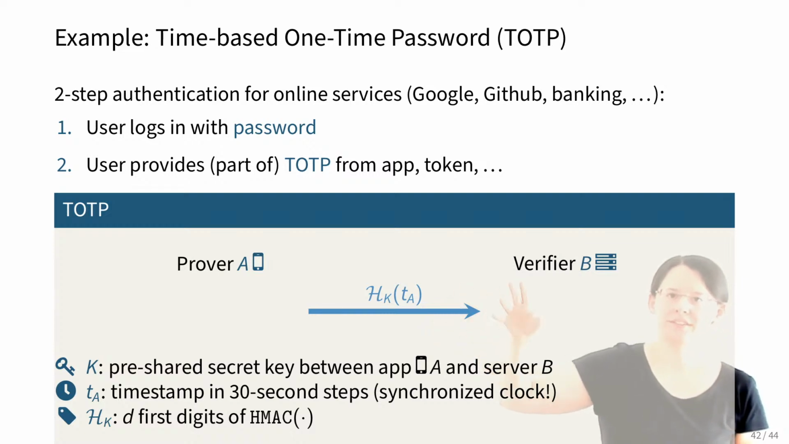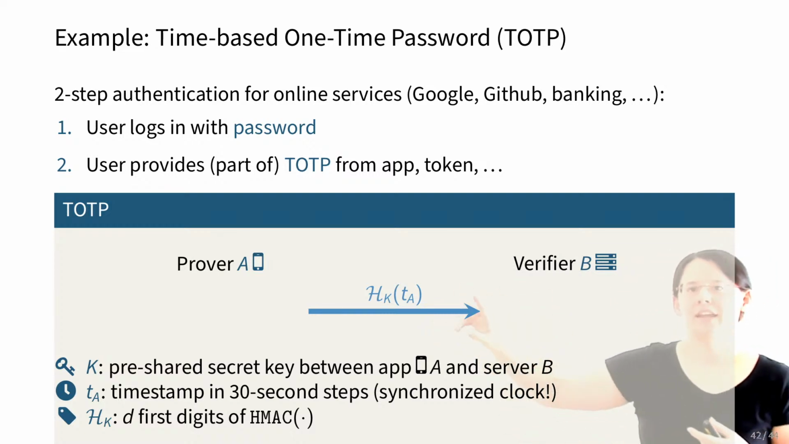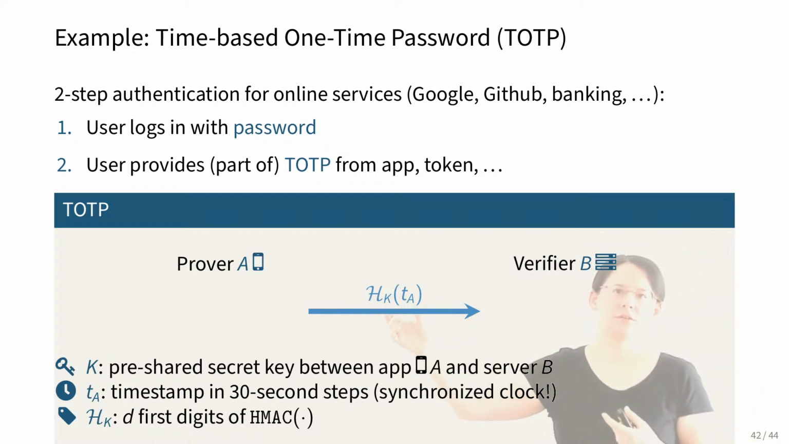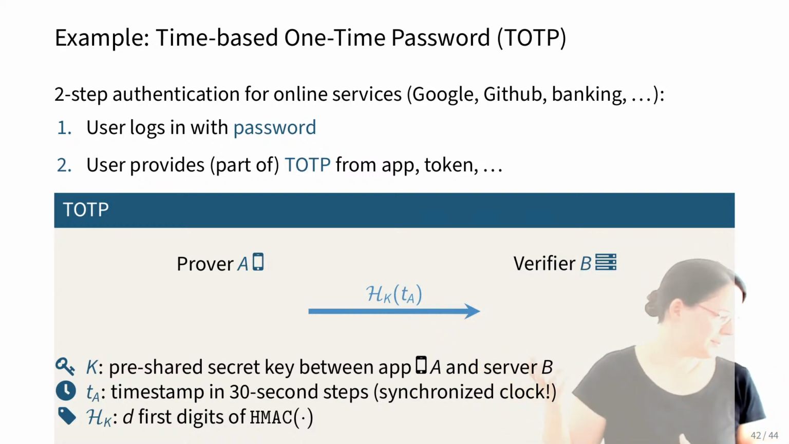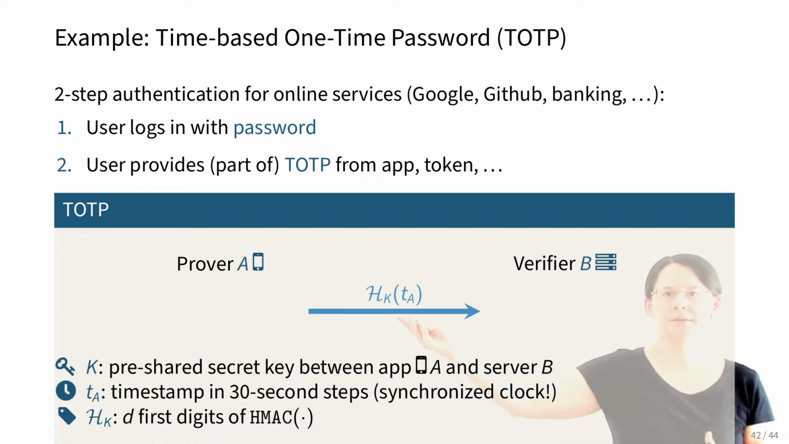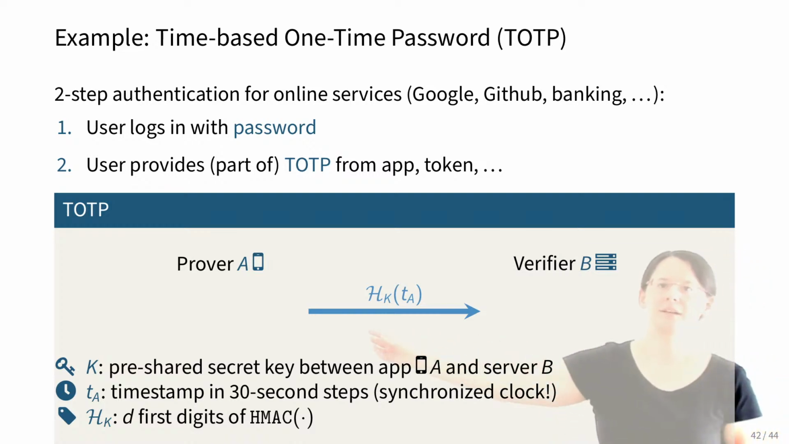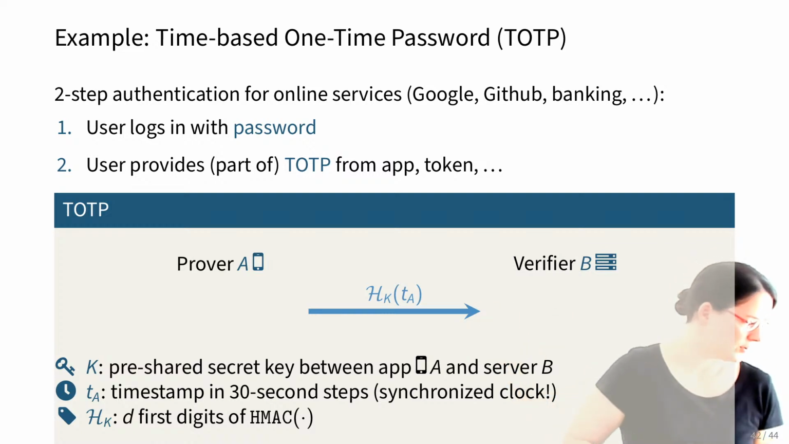There is some tolerance in it to account for clocks that are not completely in sync. The number that you type in here is actually simply the first few digits of this MAC output, written as decimal numbers instead of hex numbers. So you're actually typing an output of a MAC function, and this is the implicit challenge in this challenge response protocol. If you try to log in with the same key sometime later, it's no longer valid because the time is no longer the same.